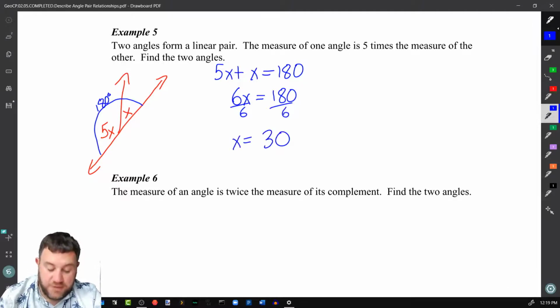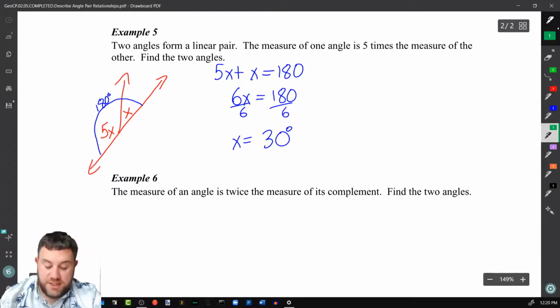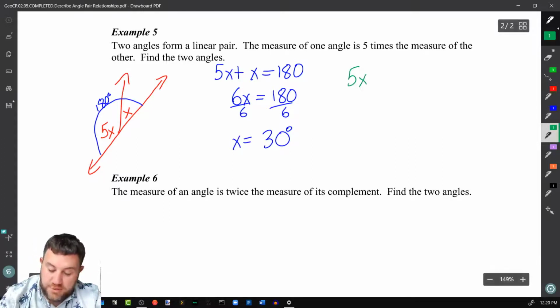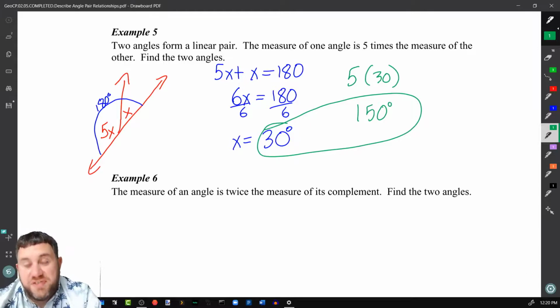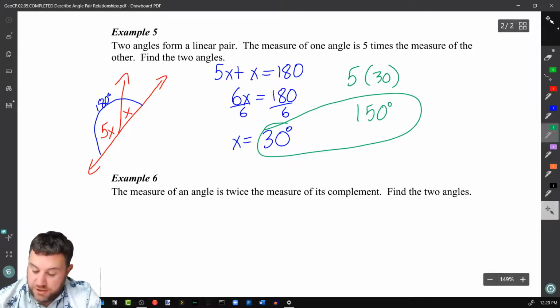So one of our angles is 30 degrees. But we still need the other angle. And so we could just say 5 times 30, and that would be 150 degrees. So there's our two angles, 30 degrees and 150 degrees. And to check, do those add up to 180? They do, so we know we're good to go.